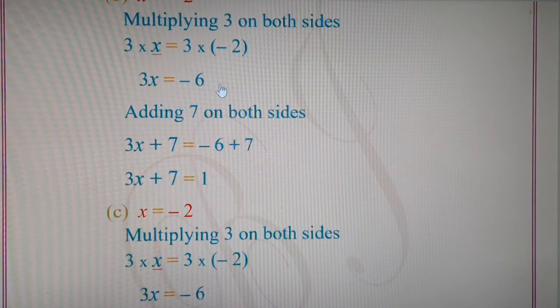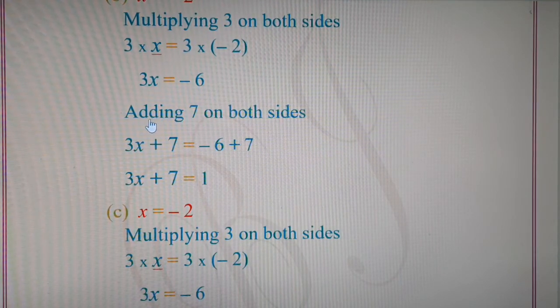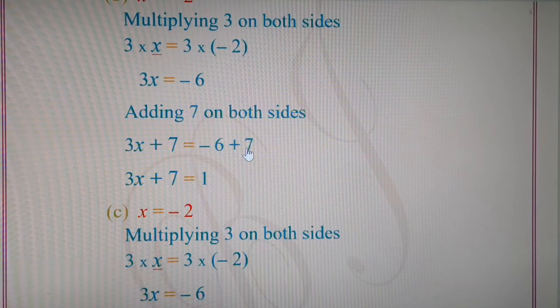But let us solve it further by using one more mathematical function such as addition. Let us add 7 on both the sides. 3x is also added with 7 and minus 6 is also added with 7. 3x plus 7 is equal to minus 6 plus 7. In the next step, we'll solve further. Minus 6 plus 7 or 7 minus 6.